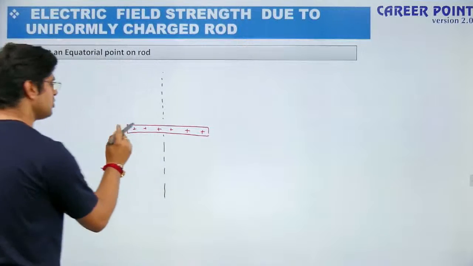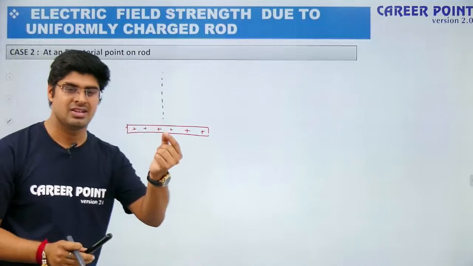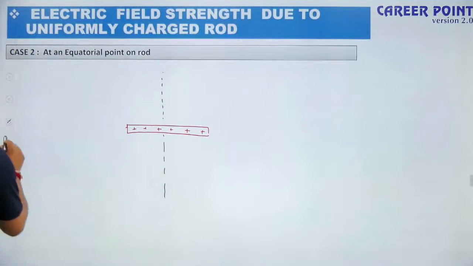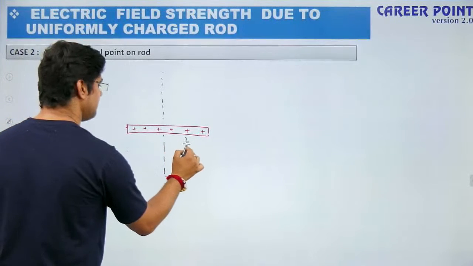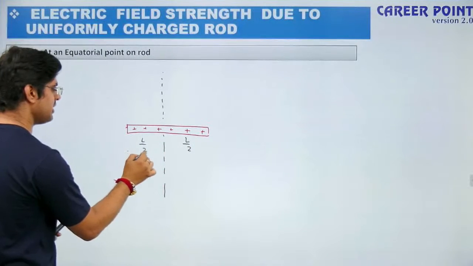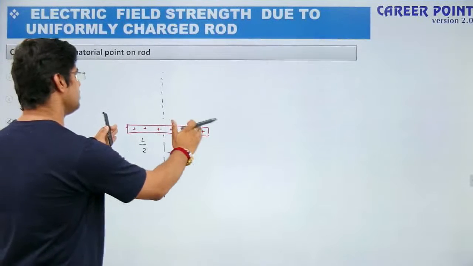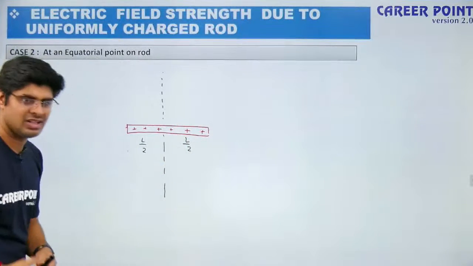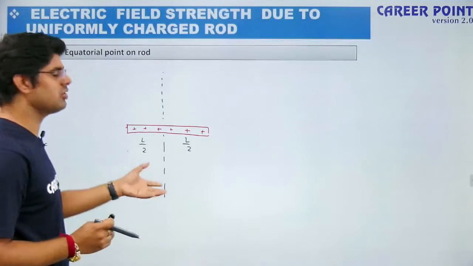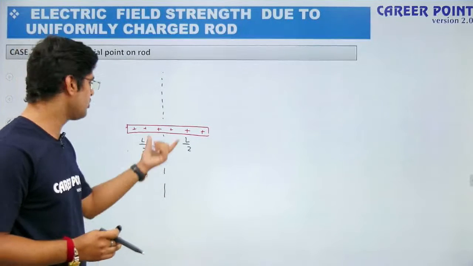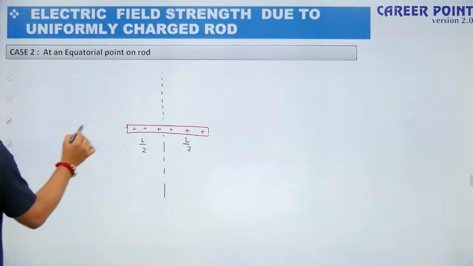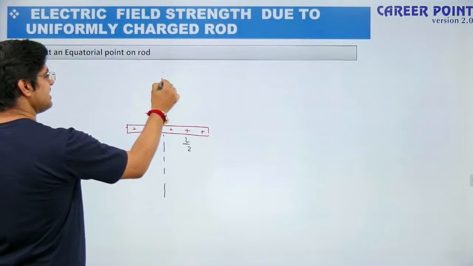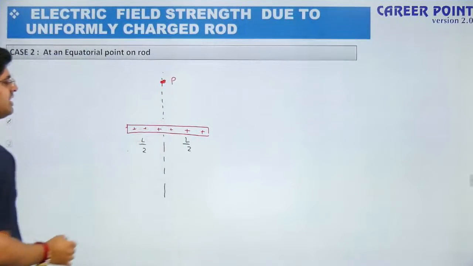So in that case, if the total length of the rod is L, I can directly write that the length here, this half will be L by 2 and this half will be L by 2, because I am already telling that the total length of the rod is L and this is perpendicular bisector, or you can say equatorial axis for this rod. Now I am taking a point P, let's say here we are taking a point P.